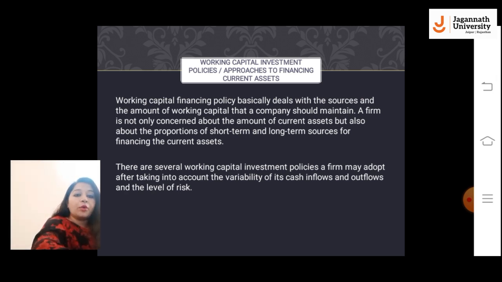Next, there are some approaches to financing current asset. So, working capital financing policy basically deals with the sources and the amount of working capital that a company should maintain. A firm is concerned not only about the amount of current asset but also the proportion of short term and long term sources for financing the current asset. There are several working capital investment policies a firm may adopt after taking into account the viability of its cash inflow and cash outflow and the level of risk.